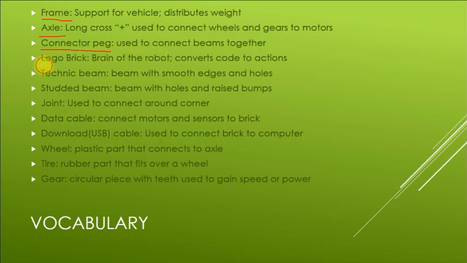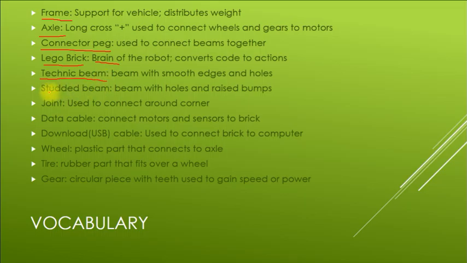You have the Lego brick. Oftentimes I refer to it as the brain of the robot. It converts the code that you write into the actions and movements of the robot. You have a technic beam. This is a smooth beam on one side, and it has holes on the other. You can build frames and stuff out of it.